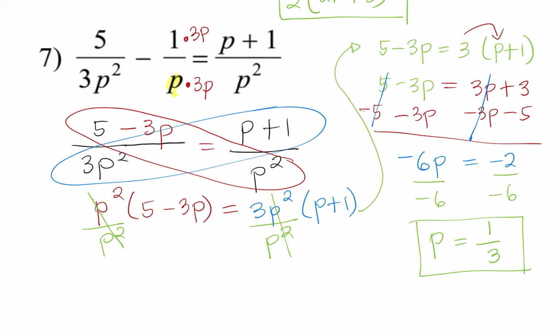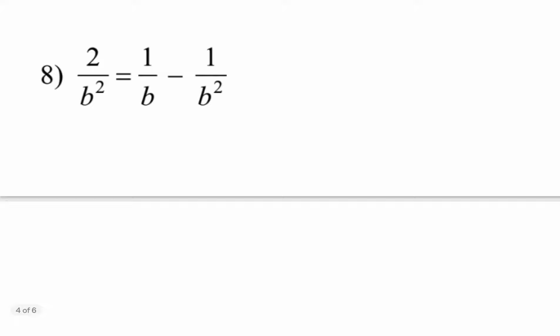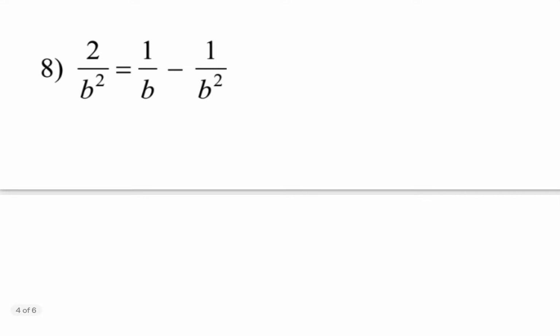Let us try another problem. Let's try this one. Just like what we did in the earlier problem, we are going to make the denominators the same on the right hand side this time. I would like to make this first fraction into a b squared, so I need to multiply this by b and multiply the numerator by b.